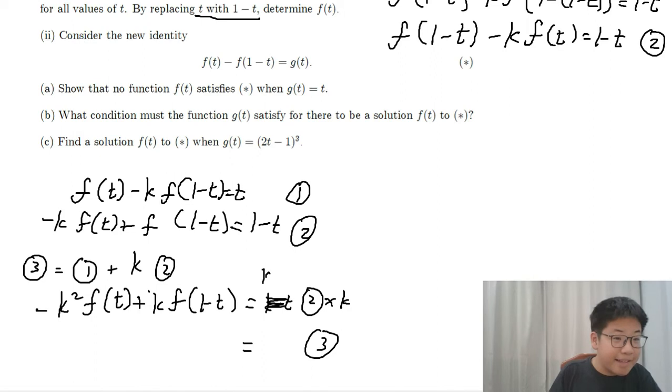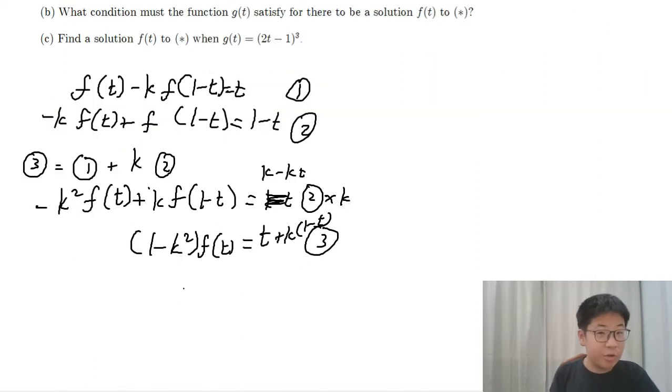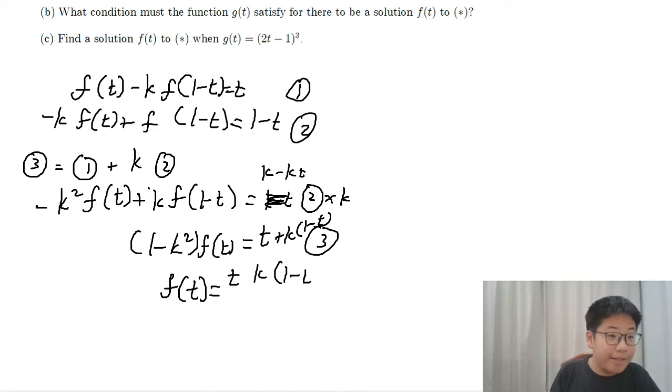this is k minus kt, this will give us t plus k(1 minus t), and the left side will give us (1 minus k squared) f(t). So we solve for f(t). Since there is only one f(t) left in the equation, we take the coefficient and divide both sides by 1 minus k squared. Since the coefficient of f(t) will now be equal to 1, we can determine f(t) from here.